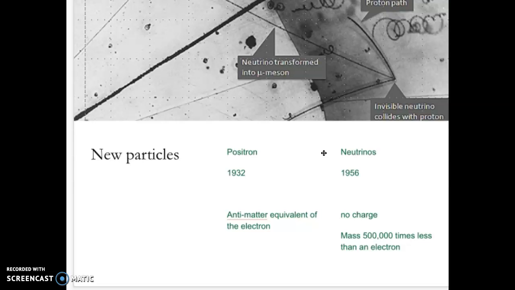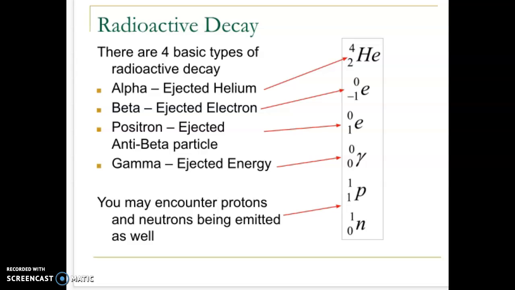We will be discussing antimatter a little bit later, but for now, I just need you to consider that there's a lot more particles out there than the proton, the neutron, and the electron. And for now, we're going to focus on these two as well. So why am I bringing it up? Because I need to explain the four main types of radioactive decay.